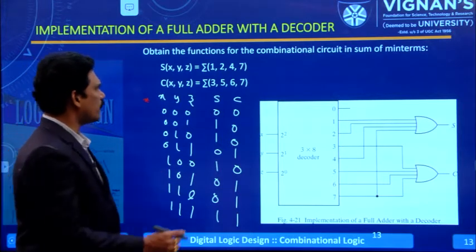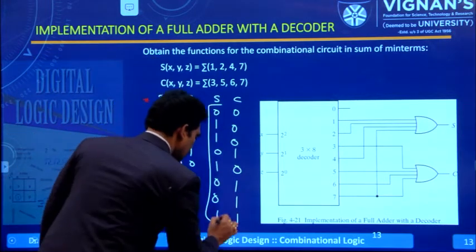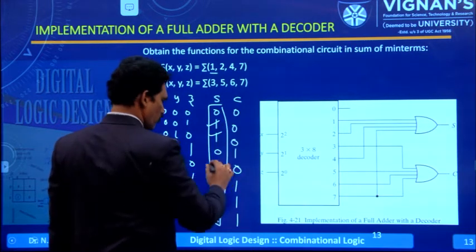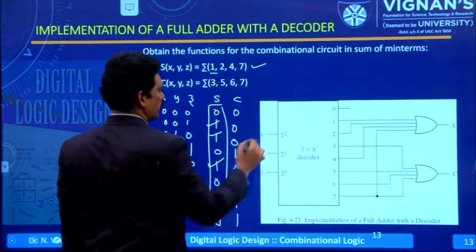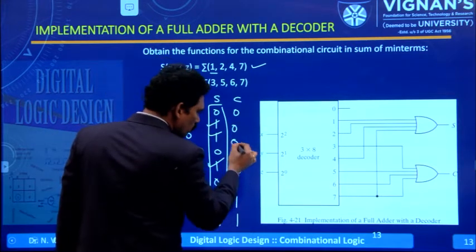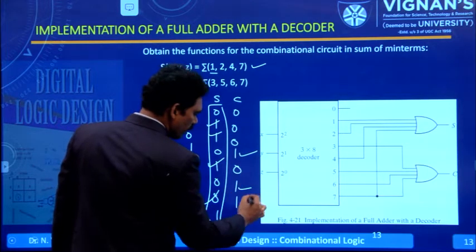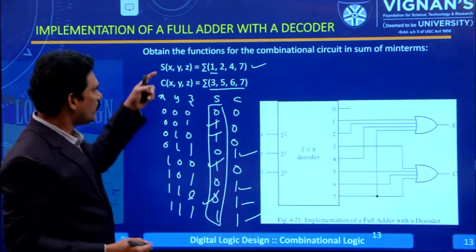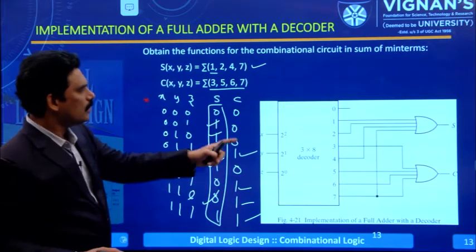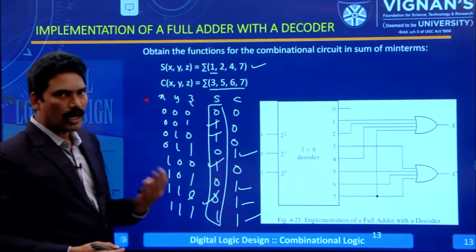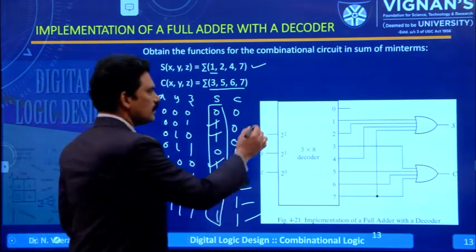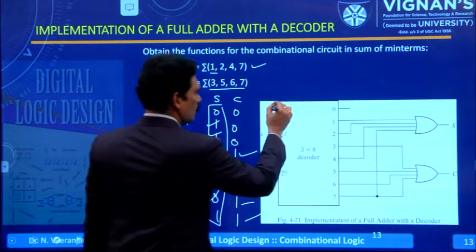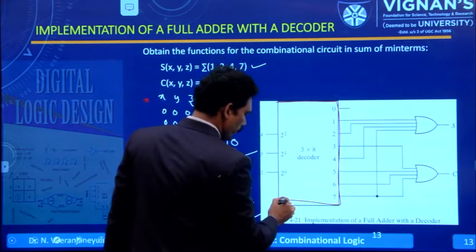So, what is the expression for S? S is equal to sum of minterms 1, 2, 4, 7, and C is equal to sum of minterms 3, 5, 6, 7. See how many inputs are there? 3 inputs. Which decoder do we have to use? A 3 to 8 line decoder.